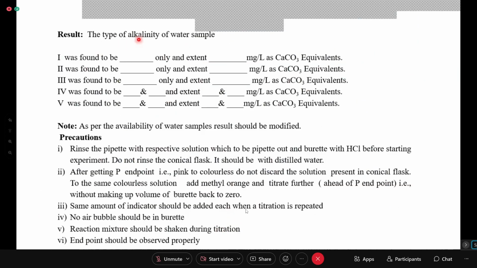The type of alkalinity of the water sample was found to be this, and the extent also you are supposed to write in this. And these are the precautions. Things are clear?